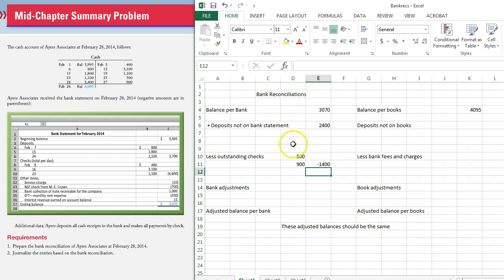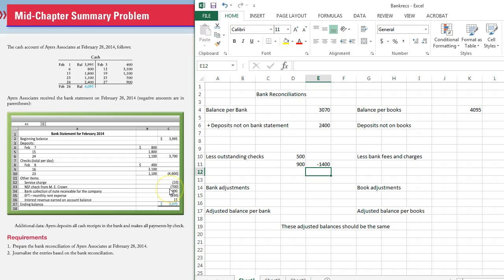So these are so far just timing differences. The deposit didn't hit the bank by the end of the month. These checks didn't clear the bank by the end of the month. And so far, we're looking okay. I don't see any adjustments. So let's see other items. We got a few things.